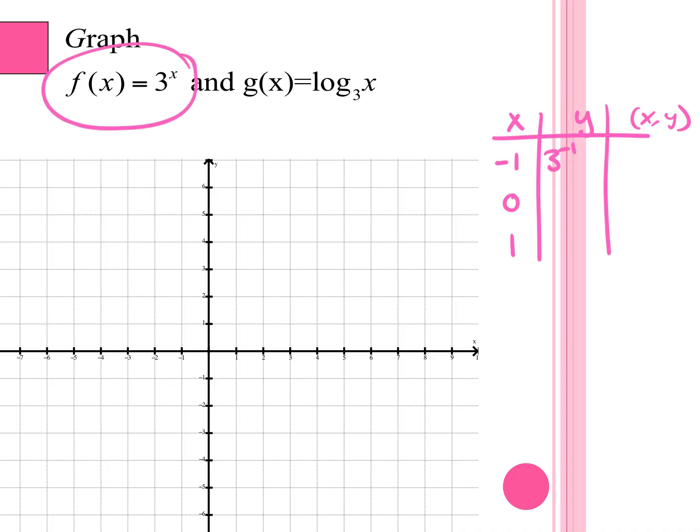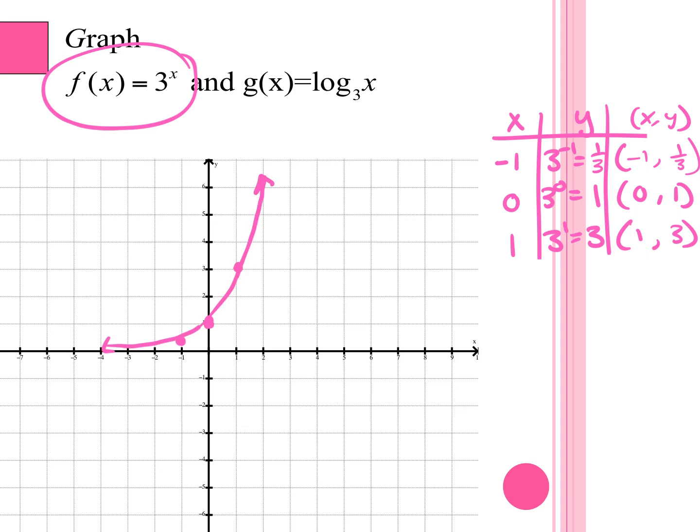So 3 to the power of negative 1 would be what? One-third, 1 over 3, perfect. So negative 1 comma 1/3. So I'm going to go to the left to negative 1, up 1/3. Then when we plug in 0, 3 to the power of 0 is what? 1. So we have 0 comma 1. So I'm going to stay at 0, go up 1. And then when we plug in 1, 3 to the power of 1 is 3. So 1 comma 3. Let's go to the right 1, up 3. So this is our exponential graph.